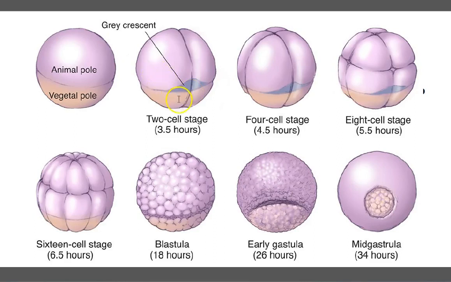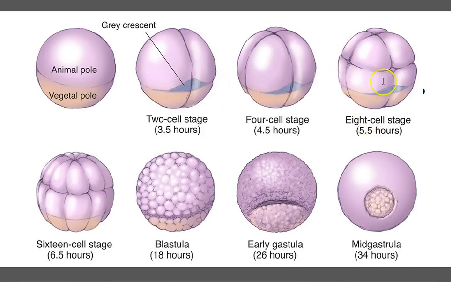And then the next cleavage will still happen perpendicular to the first division or cleavage, but still perpendicular to the gray crescent. So as you can see, the division is vertical in reference to the gray crescent. Now, the next division, the 8-cell division, would now be parallel to the gray crescent.